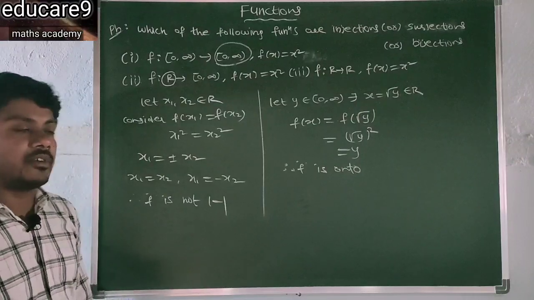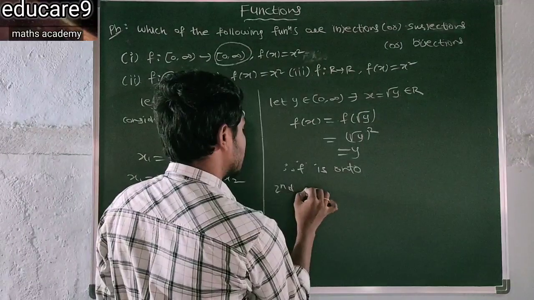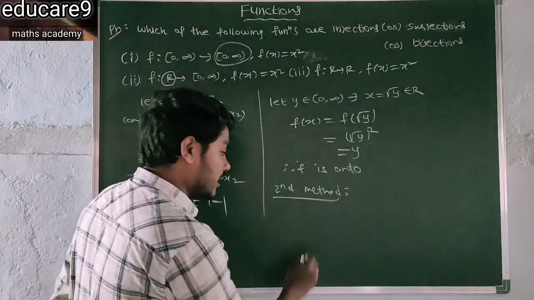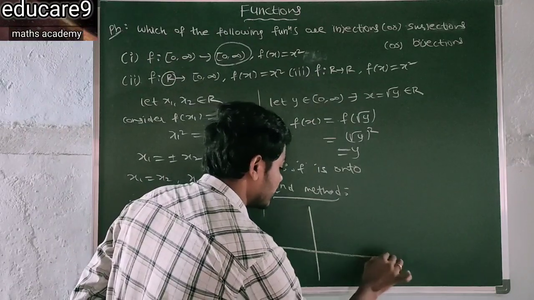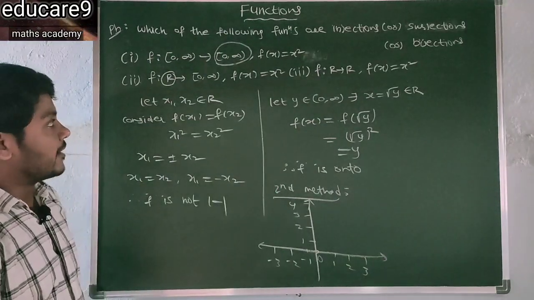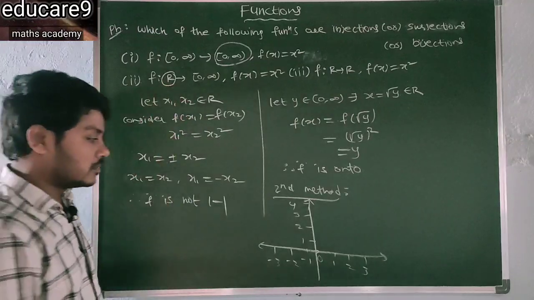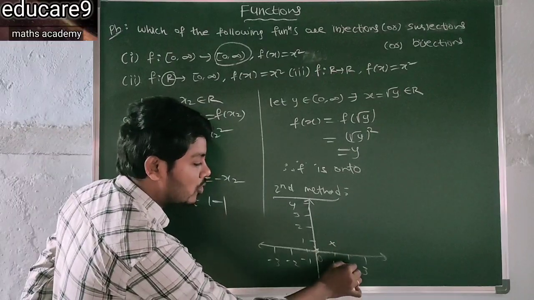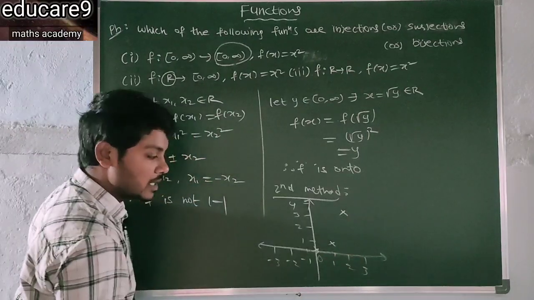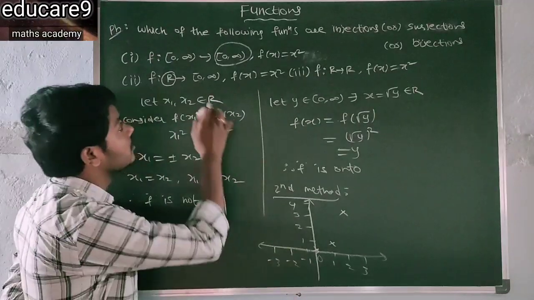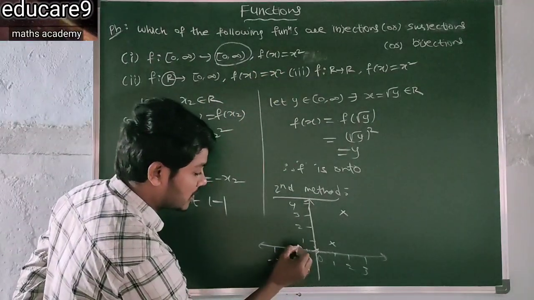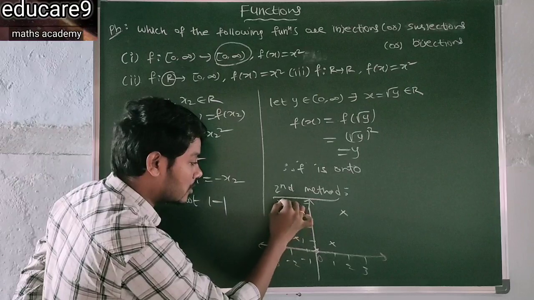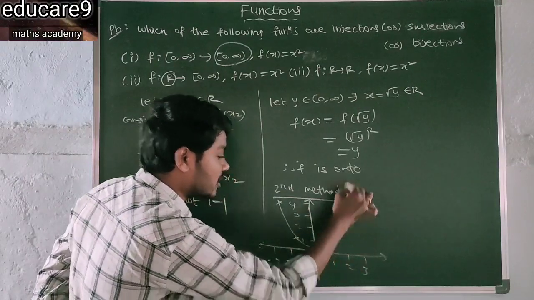Or draw the graph of the given function. See here, second method. Draw the graph of the given function. See here, what are the x values? Real numbers. x is equal to 0, y value is 0. x is equal to 1, y value is 1. x is equal to 2, y value is 4. x is equal to minus 1, minus 1 whole square, you get plus 1. x is equal to minus 2, you get plus 4. So this is the graph of the given function.